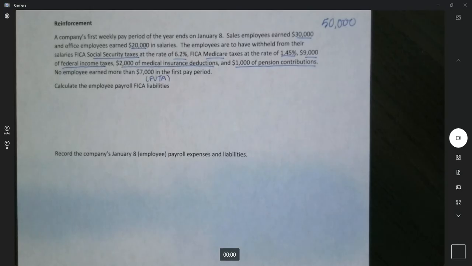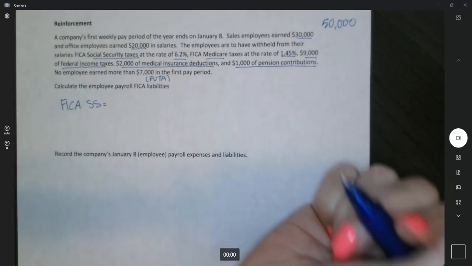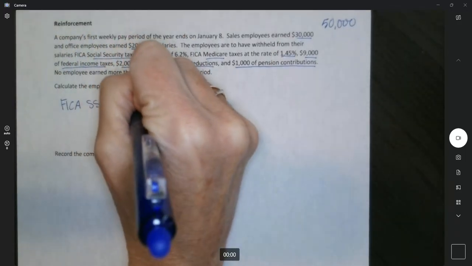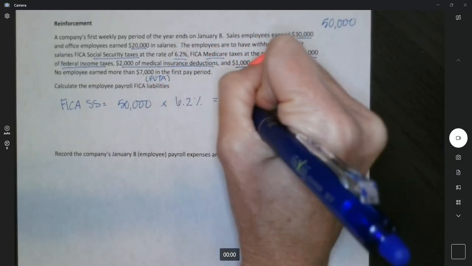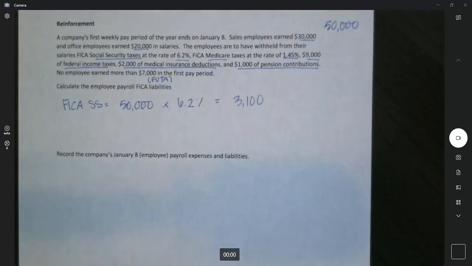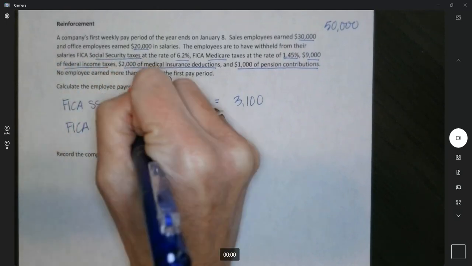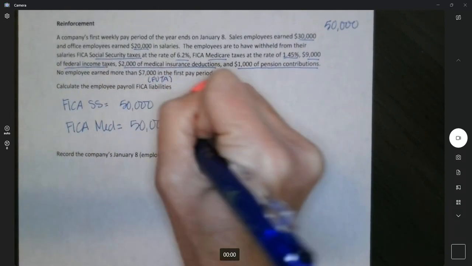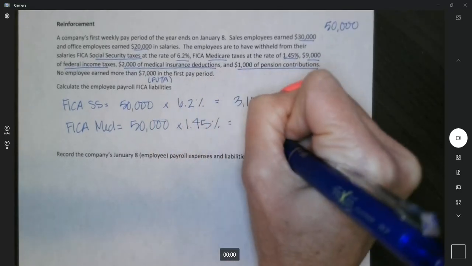Okay, so we're going to compute the employee's payroll FICA liabilities. So we'll start with FICA Social Security. We're going to take the $50,000 that was earned. We're going to multiply it times 6.2%. We'll get $3,100. For FICA Medicare, we're going to take the $50,000 times 1.45%, and we're going to get $725.